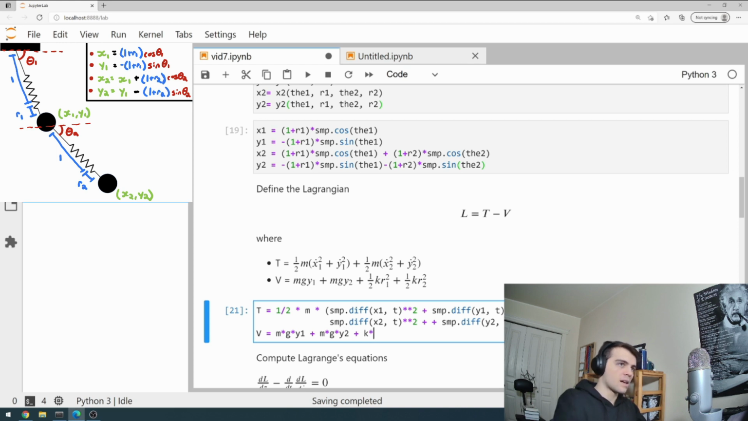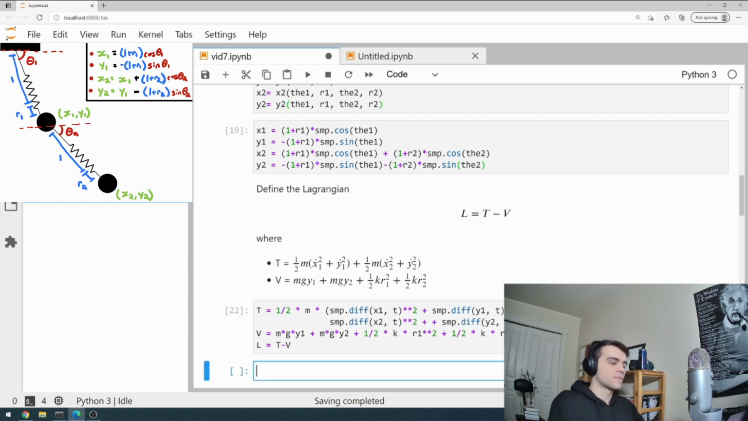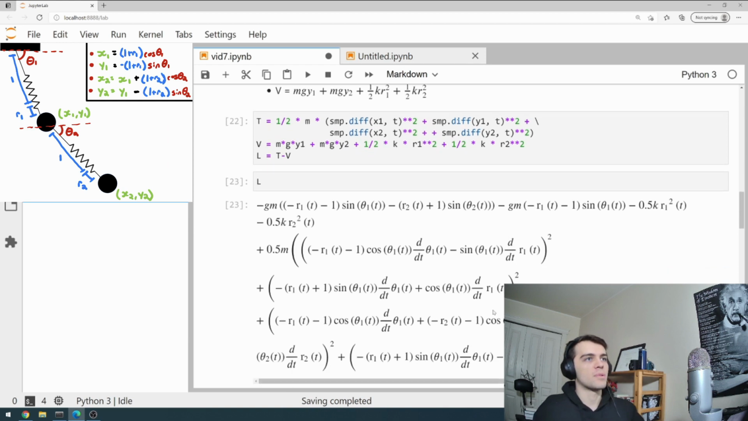It's k times r1, 1/2 k r1 squared plus 1/2 times k times r2 squared. And then L is equal to T minus V, the Lagrangian. So I can print L, for example, and it's a long one.